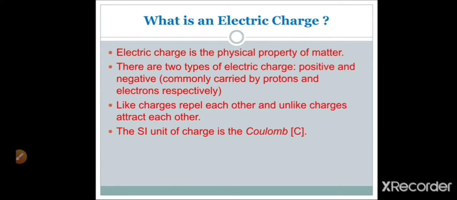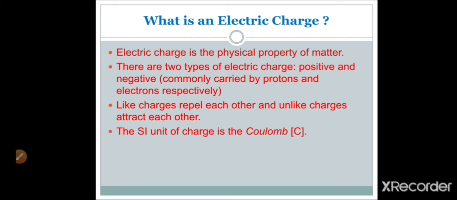So children, how can we define an electric charge? An electric charge is the physical property of matter. As you all know, all matter around us is composed of atoms, and atoms are composed of electrons, protons and neutrons. Electrons carry negative charge, protons carry positive charge, and neutrons have no charge, or are neutral in nature.